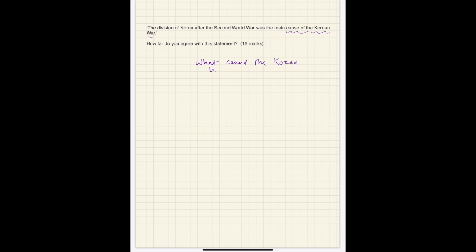And the question's making a statement. So first we need to work out what cause the question is talking about. The question's made a statement about what the main cause is, and that's what we do when we're thinking about causation. We try to prioritize and think which cause is better, and what point is this one making? Well, we can see it here. The division of Korea, that's the main point that it's making. So the division of Korea after the Second World War.